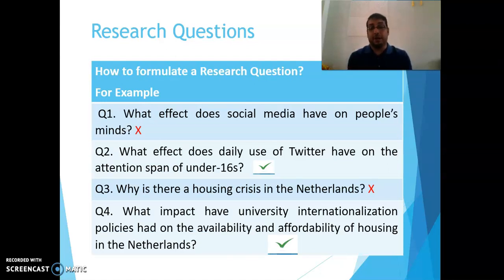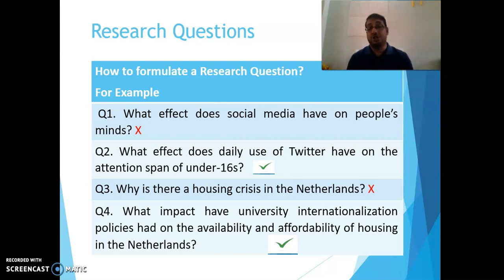Let me give you a few examples. Let's look at the first question. What effect does social media have on people's minds? Then second question, what effect does daily use of Twitter have on the attention span of under 16s? So the first question is not specific enough. What type of social media, which people, what kind of effects? But the second question defines its concept more clearly. It is researchable through qualitative and quantitative data collection.